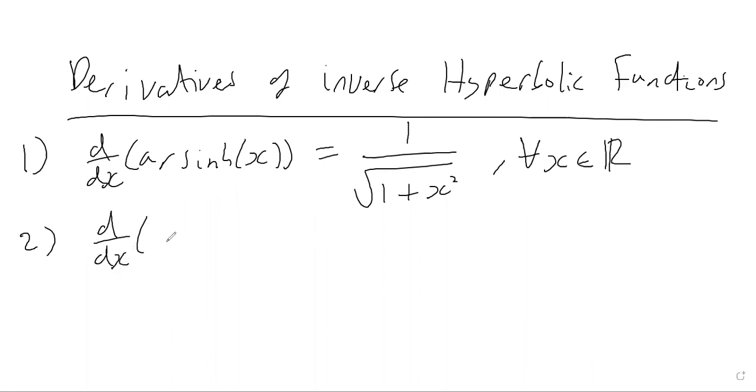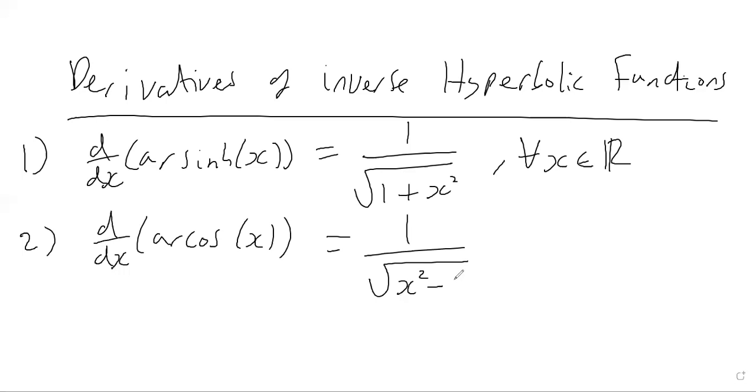The next one we did was the ARCOSH function. When we differentiated that, we got 1 over the square root of x squared minus 1. And this derivative was valid for all x values greater than 1. Sorry, I forgot the h there, it should be ARCOSH. So when we differentiated ARCOSH, we had to think about how we define this ARCOSH function.